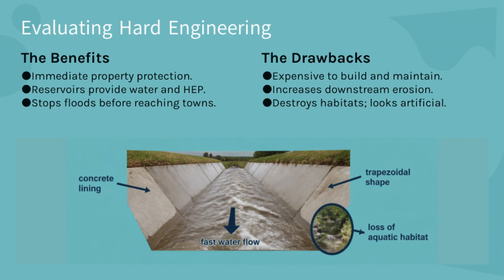Some hard engineering can increase downstream erosion. For example, if a river is straightened or lined with concrete, water may move faster, carrying more energy into the next part of the river. Hard engineering can also damage habitats. Concrete channels remove natural banks, vegetation, and habitats for fish, birds, and insects. It can also look artificial and reduce the natural beauty of the river landscape.